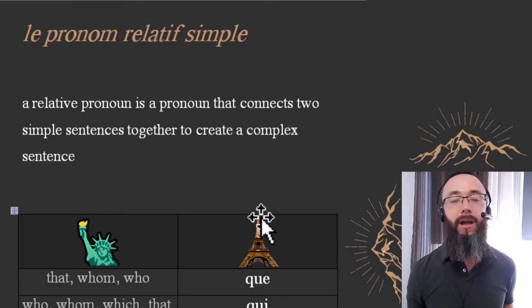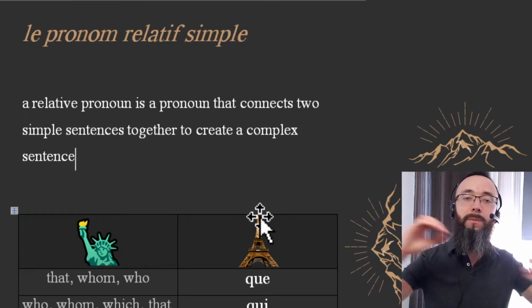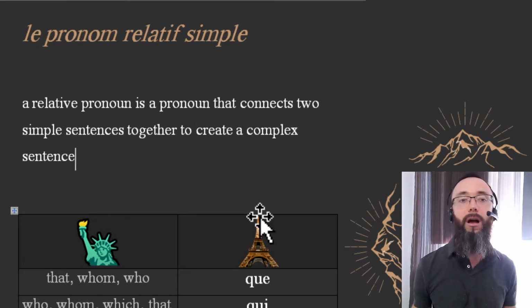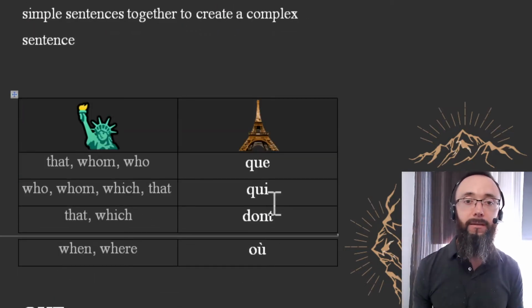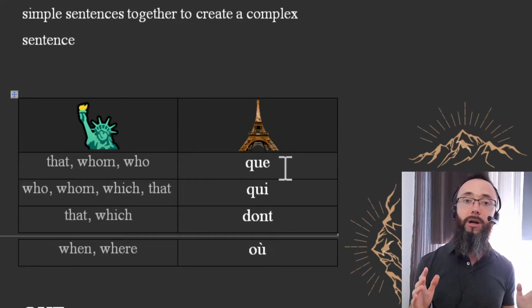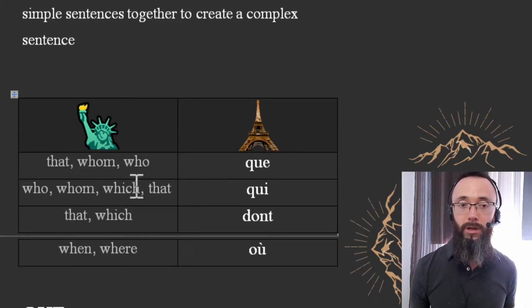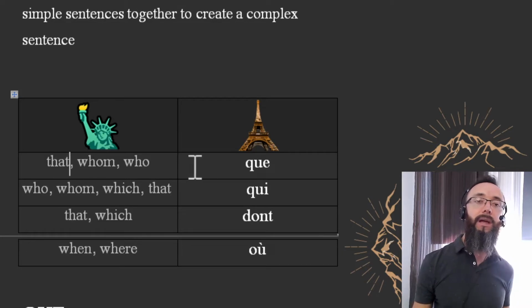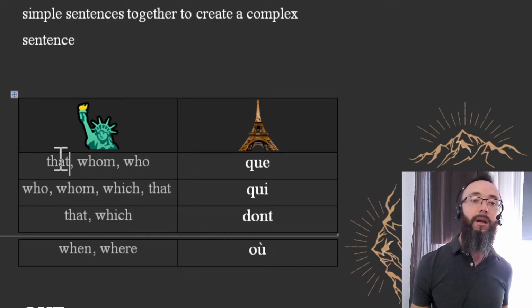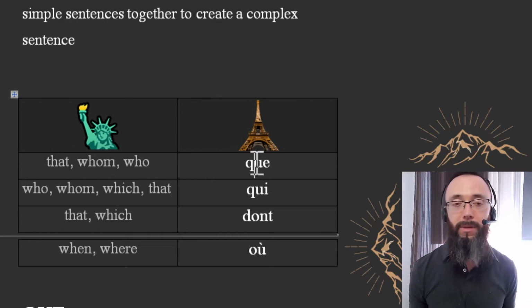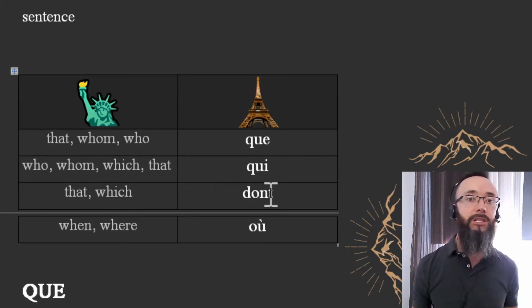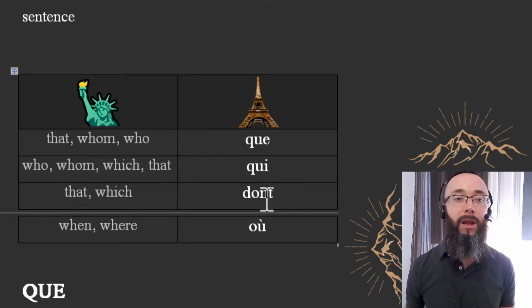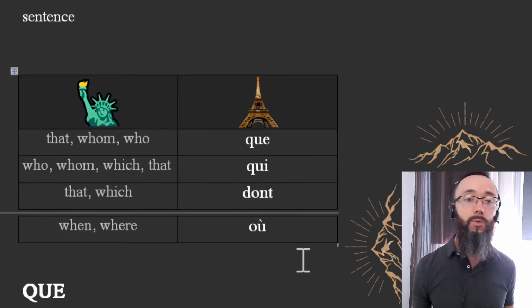A relative pronoun is a pronoun that connects two simple sentences together to create a complex sentence. What are they? We're going to cover 4 of them here: que, qui, dont, où. And in English, we have those translations. That, whom, who can replace que. Who, whom, which, that can replace qui. That which can replace dont, and when, where can replace où.